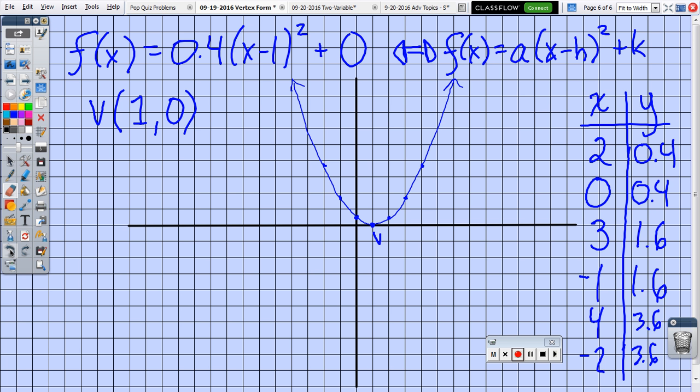Now I should expect if I plug in 0 to also get 0.4, because I know that this parabola is symmetrical. What is the axis of symmetry for this guy? x equals 1. Very good.